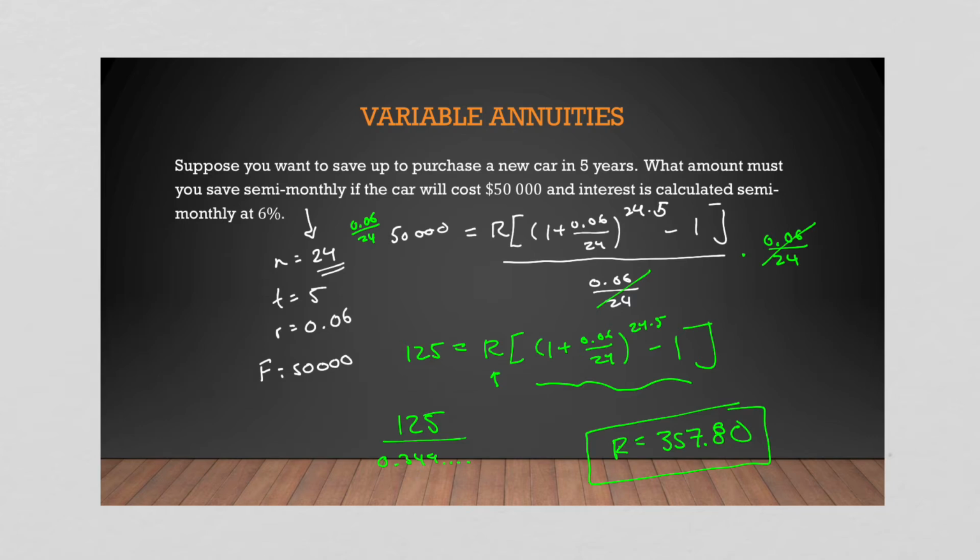So this is being saved semi-monthly. So it means you need to save almost 360 bucks twice a month. So that's a relatively large amount of money, but it's possible if you have a goal in mind. Sometimes the goal can justify the strategy.